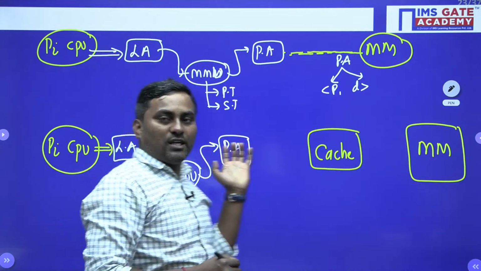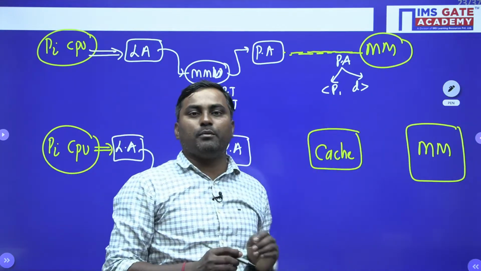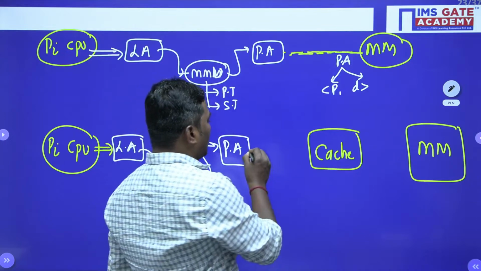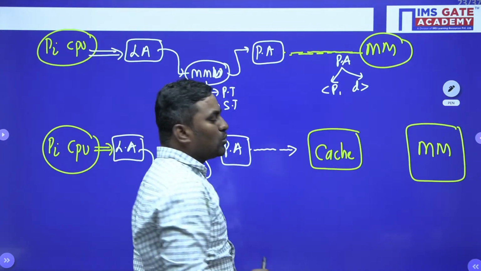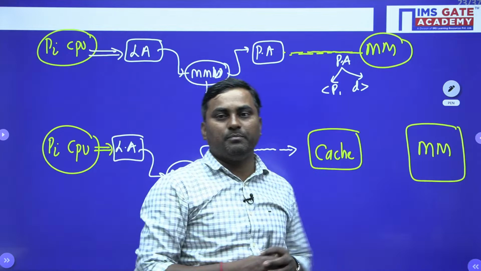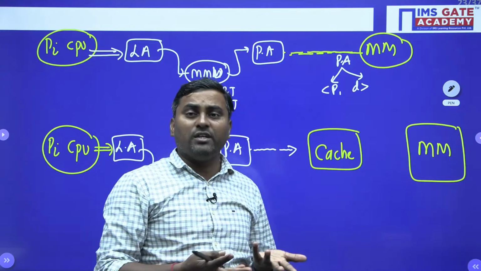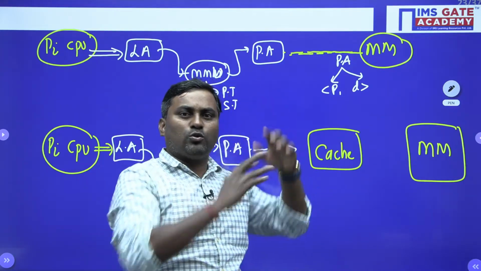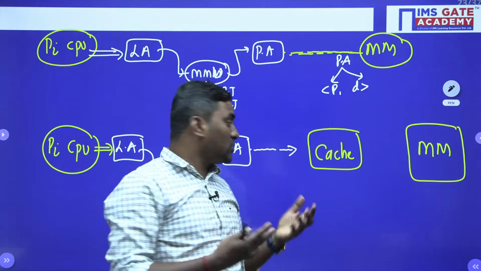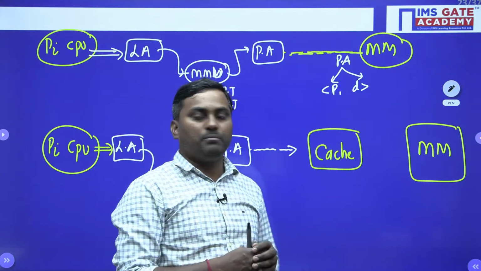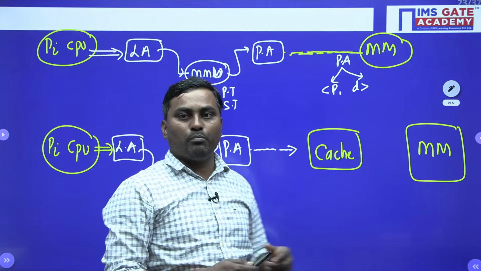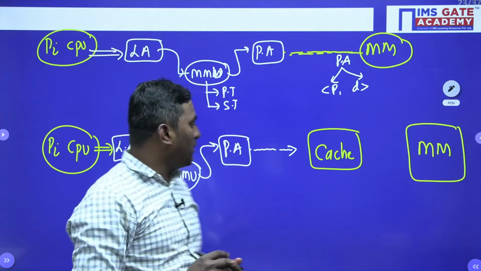Now take the physical address; do not go directly to main memory, go to cache memory. Please understand, you have to go to cache memory and search in cache memory. If it is present, take the data and hand it over to the processor. If it is a miss in cache memory, then obviously you have to go further. Two cases will happen.